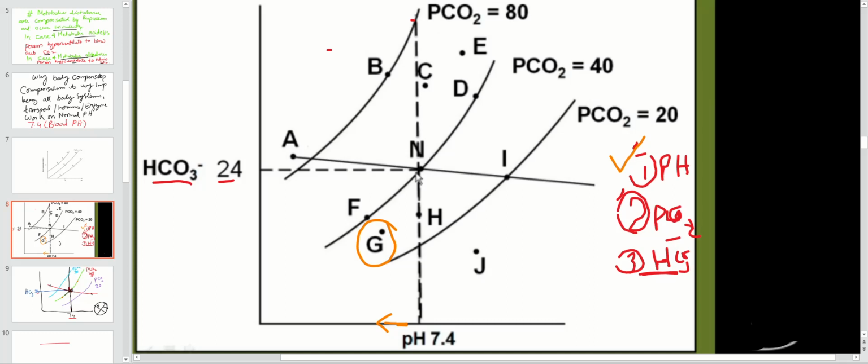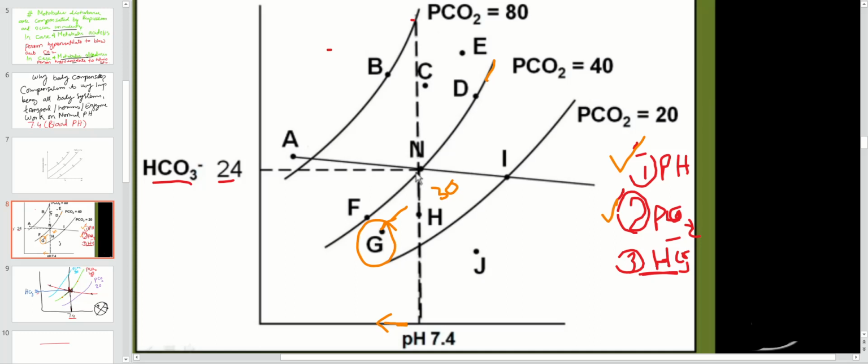Then for the second point, we see the carbon dioxide concentration. This is the normal isobar, and the person is over here, maybe at 30 mm Hg, right? So what is the conclusion? Is it metabolic acidosis or respiratory acidosis?